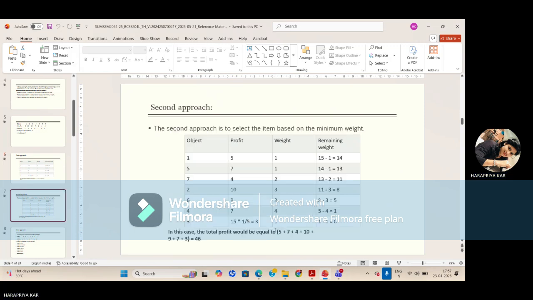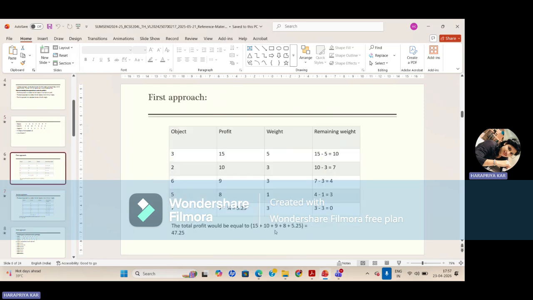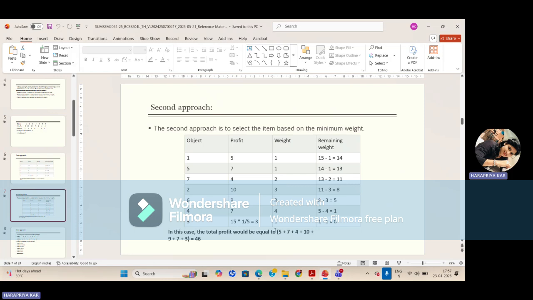Okay, object 1, minimum weight is 1, so we have to choose that one. Then the next one is 5, which also has weight 1. So next one is 7, and 7's weight is 2. Next is the second one, whose weight is 3.